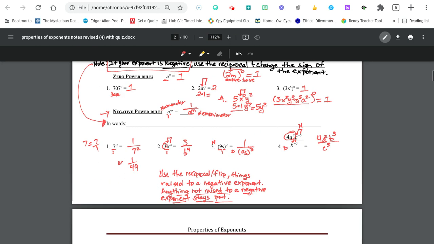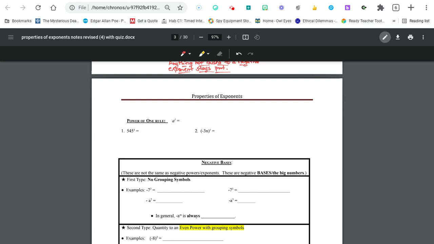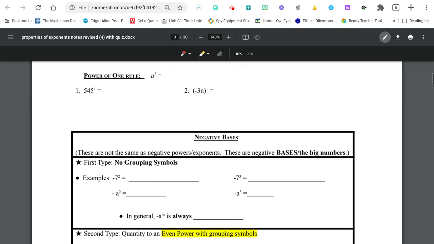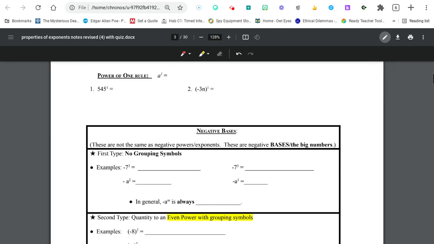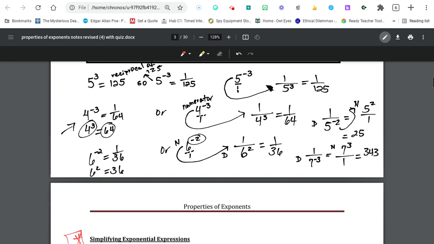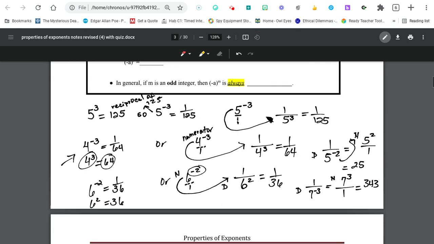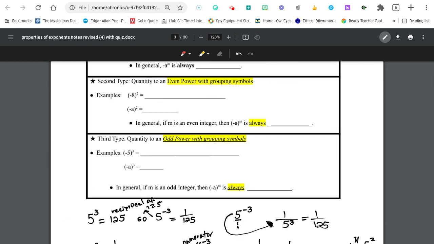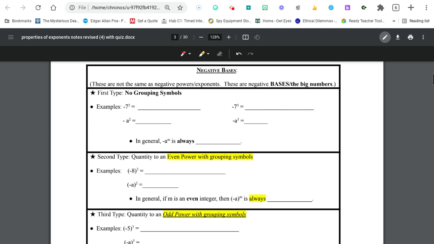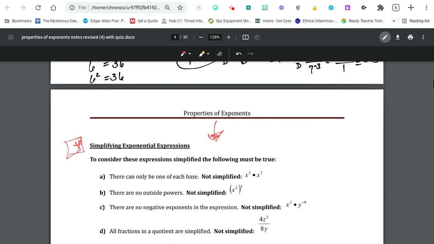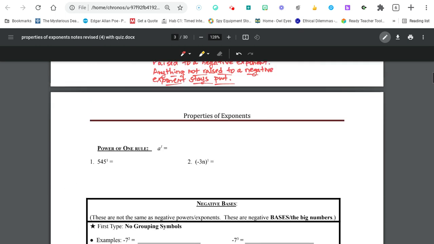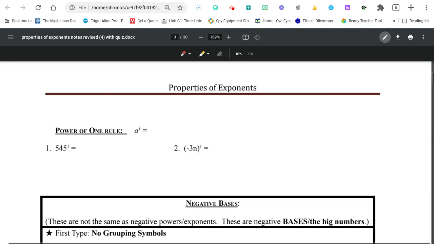All right, guys, I'm going to go over the power of 1 rule, but this negative base rule I'm going to save for tomorrow. I may just do the negative base rule tomorrow, and do this another day, okay? Yeah, I'll probably do it that way. But let's take care of this power of 1.